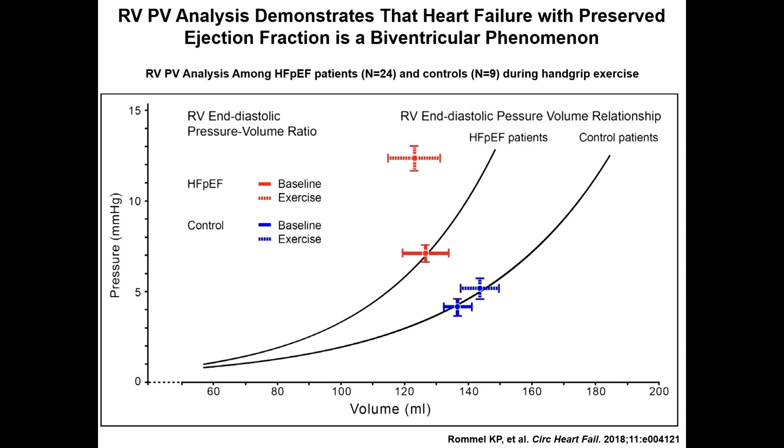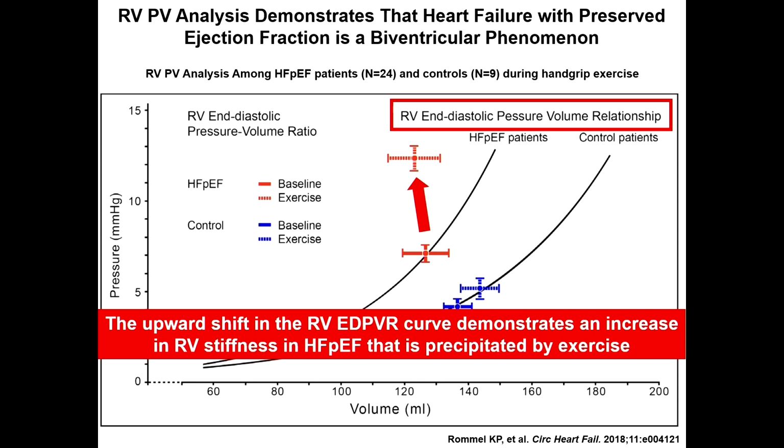And what they did here in red, they had patients with HFpEF do a simple hand grip type of exercise. So you just sit there and grip your hand and ask yourself, what's happening to your heart when that happens? And they did it in control populations in blue. And what you can see, looking at this RV EDP curve, is that for the HFpEF patients, when they go to exercise, you see this upward shift in the EDP curve, but you don't see that in the control population. And what that tells you, like I said, I already gave you the answer, HFpEF is a biventricular phenomenon.